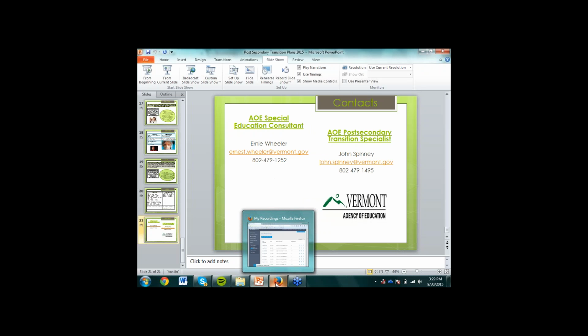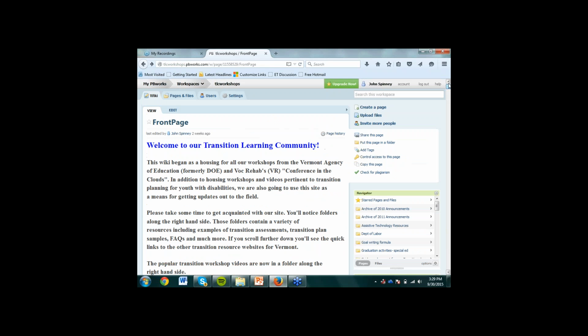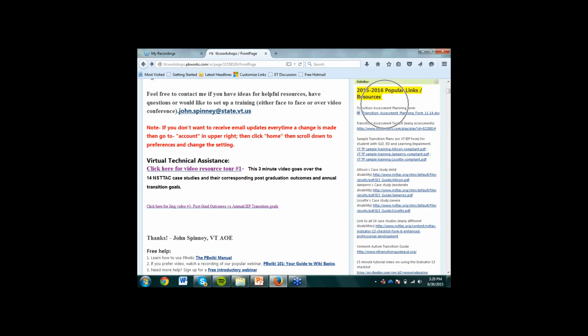Before I do that real quick though, I want to show you briefly the Transition Learning Community website. If you're not already on here, all you have to do is Google Vermont Transition Learning Community, and there's lots of resources. Along on the right-hand side over here where it says popular links and resources, there's a transition assessment planning form. That's what you would print off and bring to that first initial team meeting, where you decide as a team what assessments you are going to do. This is done at the very earliest onset.